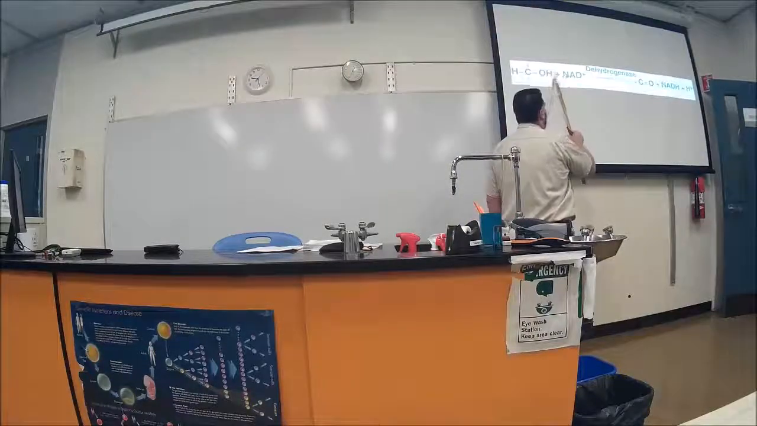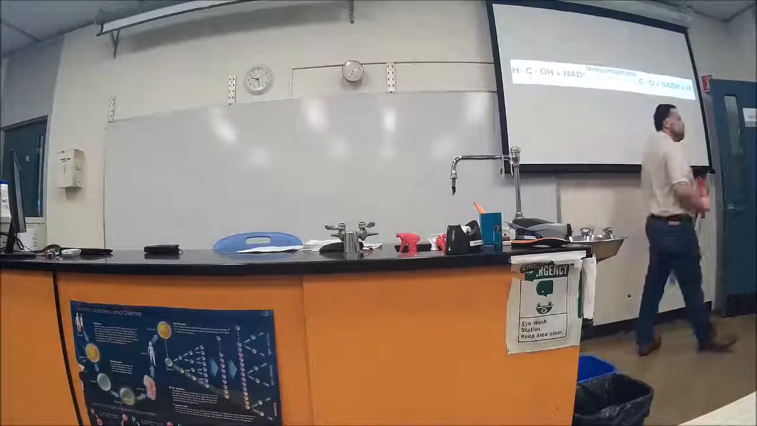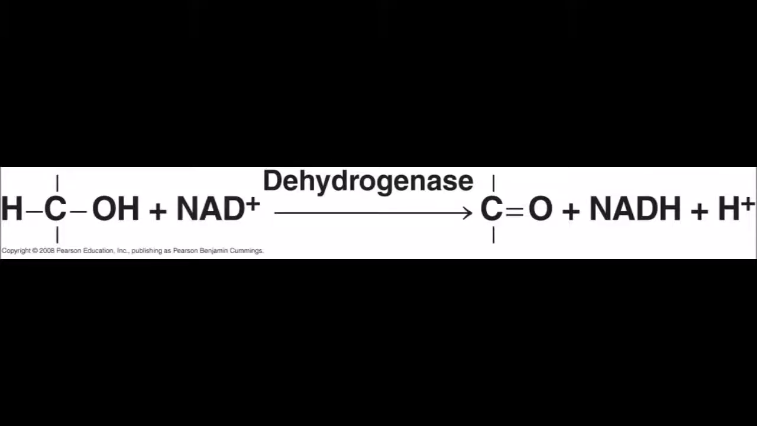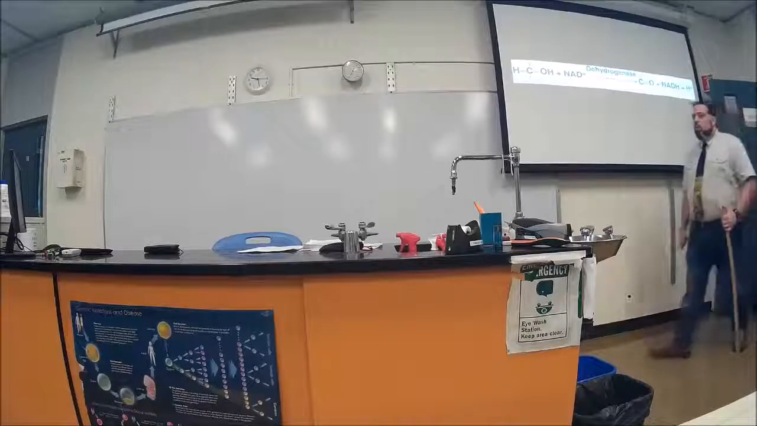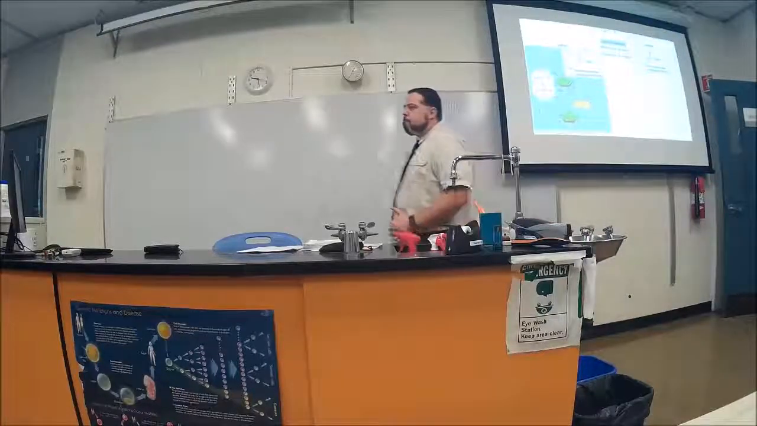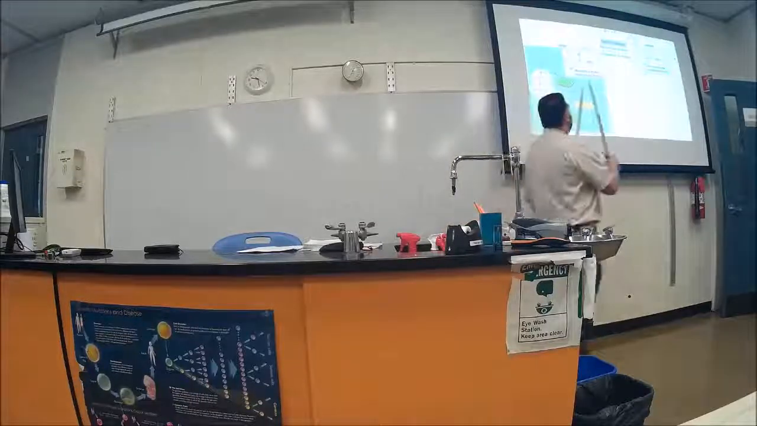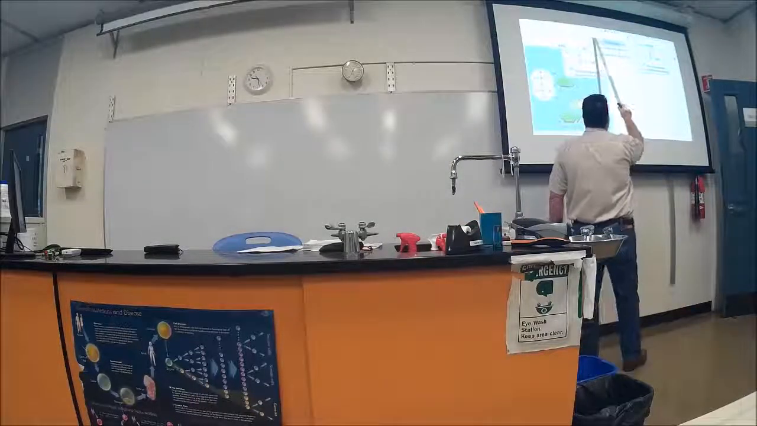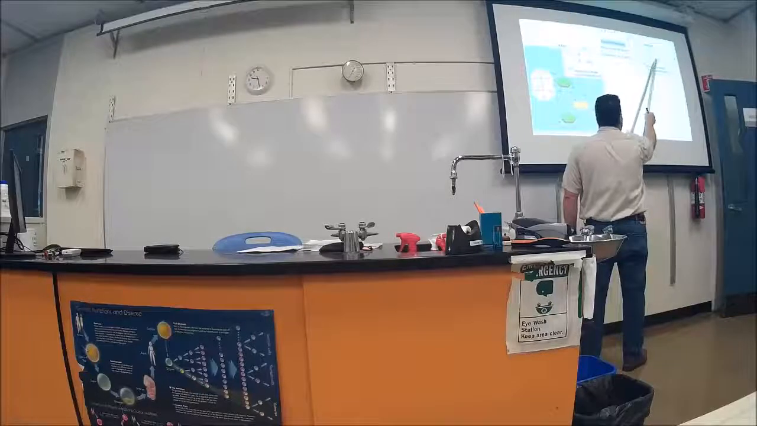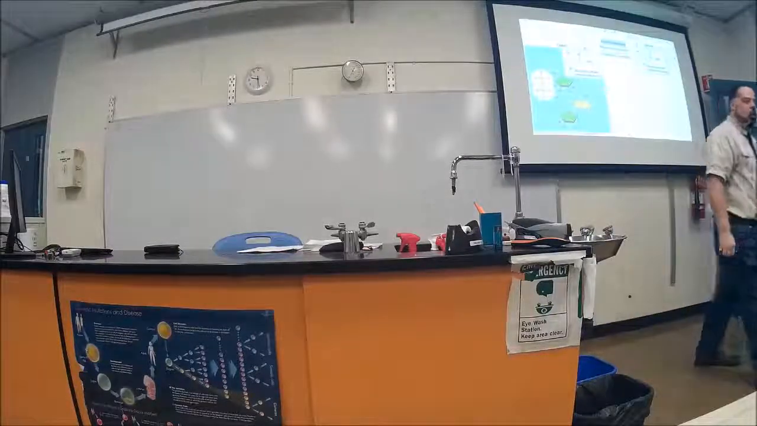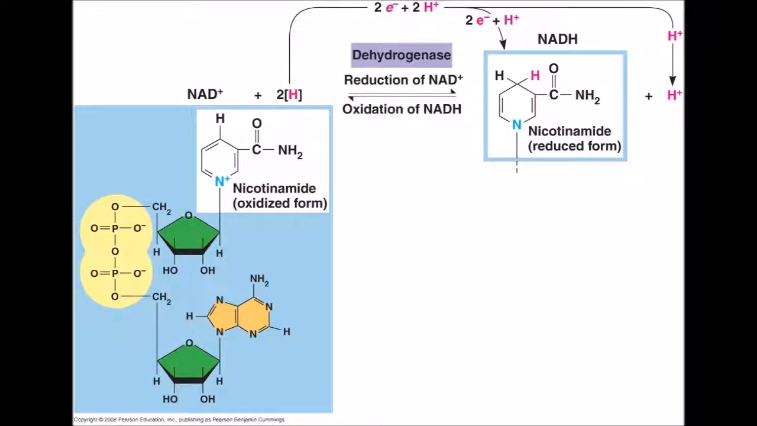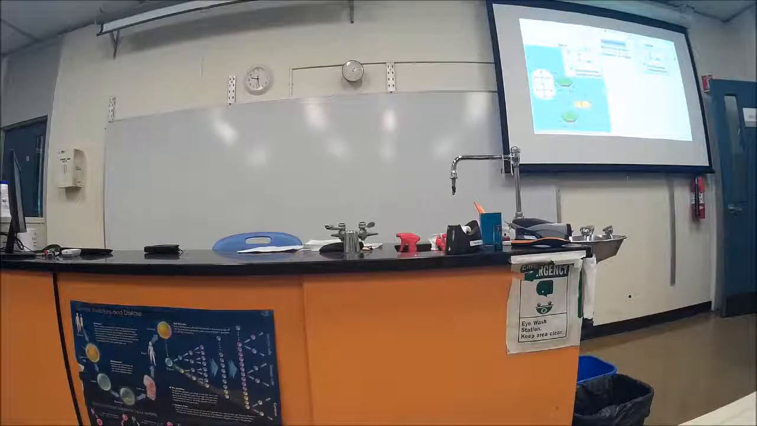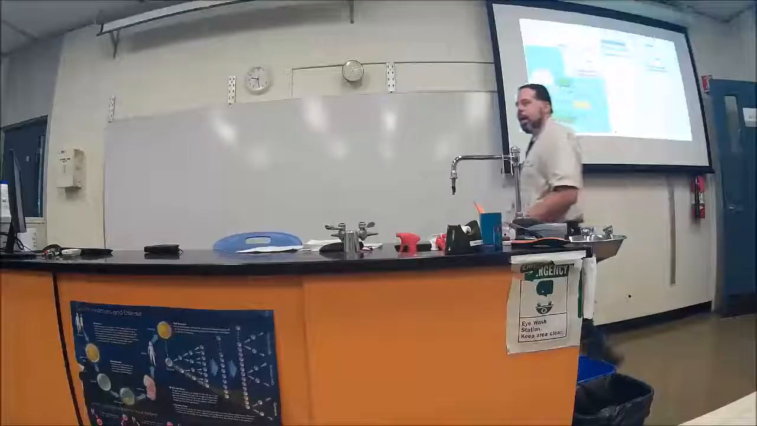So the H comes off of this, goes onto this. Don't worry too much now, but it's trying to show you from the NAD where the electrons come off and go back onto the ADP and create an ATP. That can be used to make ATP.